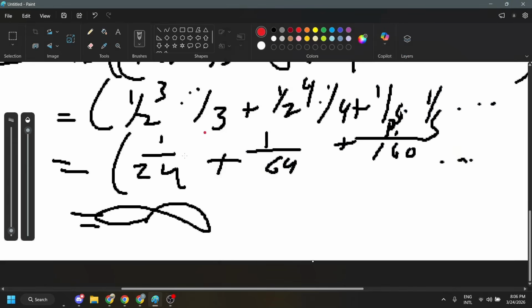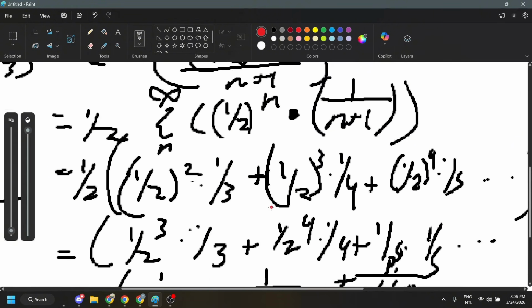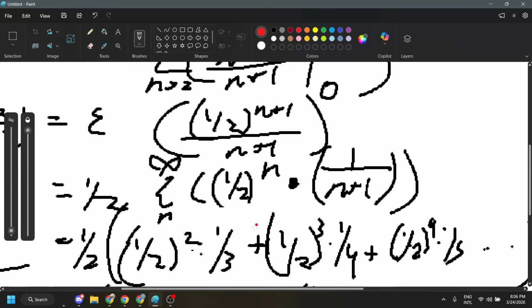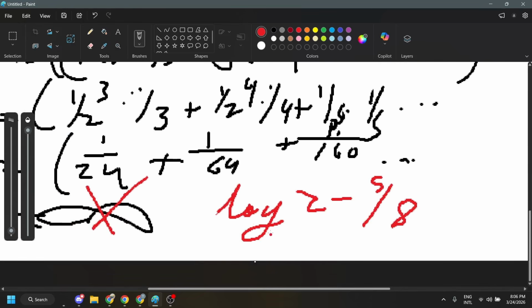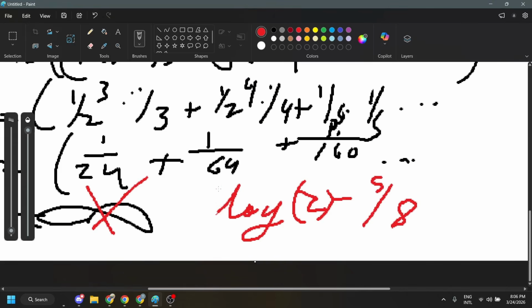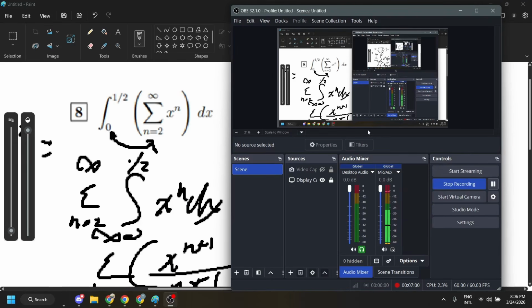Bro. It's log 2 minus 5/8. What? I could not tell you. I genuinely cannot tell you how I got that. Like, log? Wait, let me check. It's just log of 2. It's not like log, it's log base 10. I'm sorry. What? I have no clue.